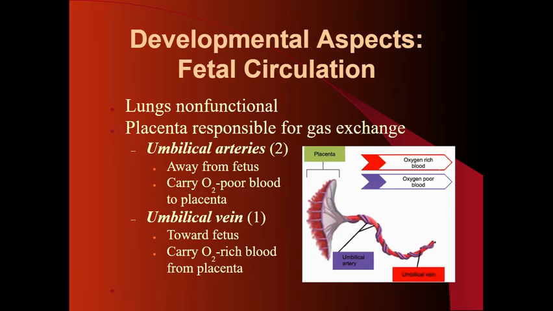The umbilical arteries are going away from the fetus and they're carrying oxygen-poor blood that the fetus has already used to the placenta. There's 1 umbilical vein, which is going toward the fetus, and that's carrying oxygen-rich blood from the placenta to nourish the fetus and all of the fetal cells.